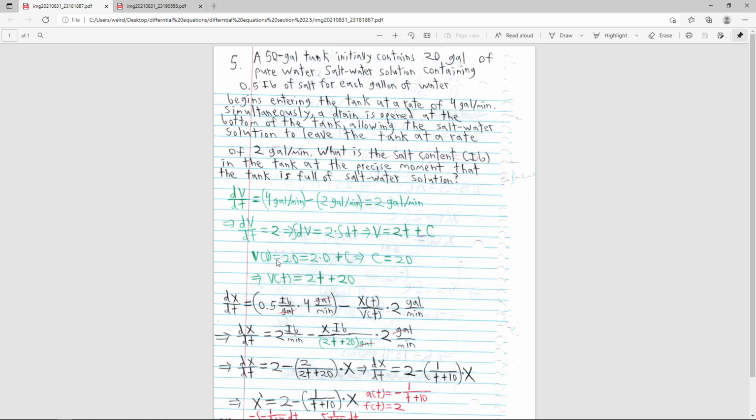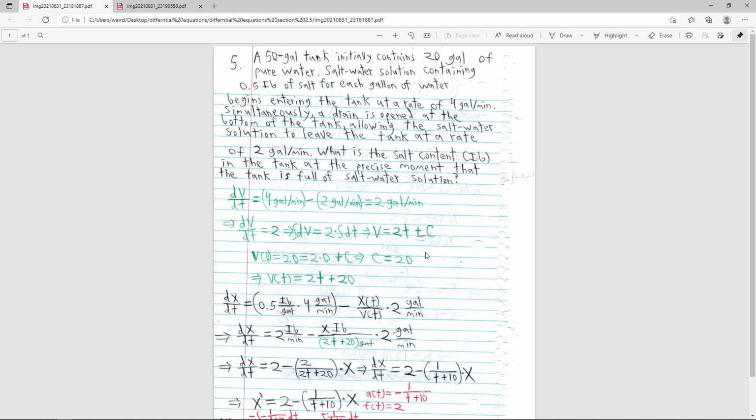So we can also solve for c. V of 0 is equal to 20, which is equal to 2 times 0 plus c, so c equals 20. If it wasn't obvious, we start off with 20 gallons, and that'll be c's constant in a simple linear equation like this. So V of t is equal to 2t plus 20. It makes a lot of sense. You start off with the initial amount and it's changing at a rate of 2 gallons per minute. So it's a very simple equation.